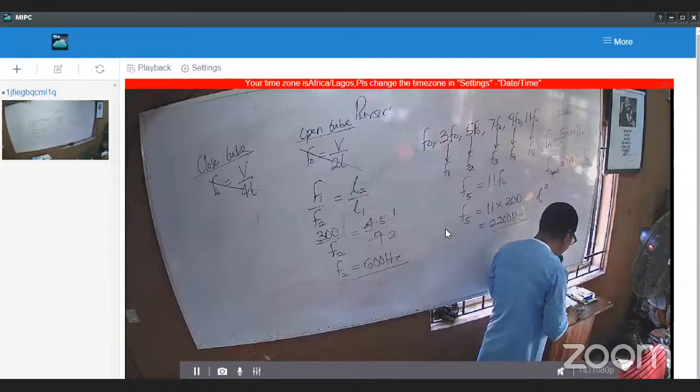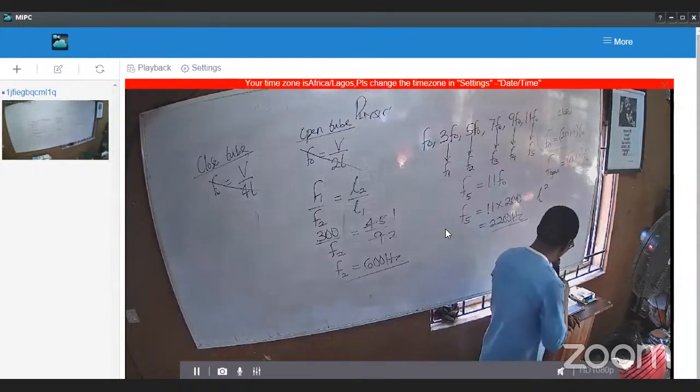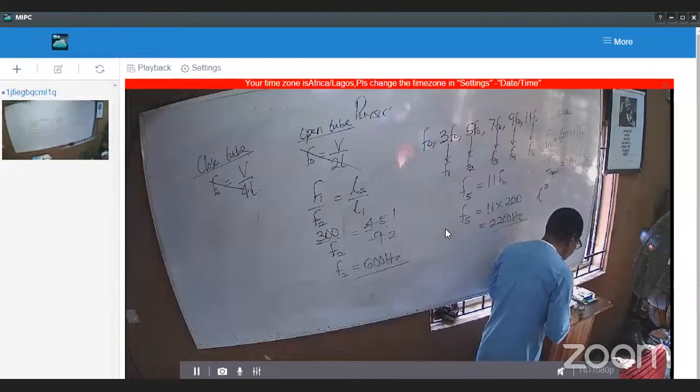This observation is due to option A, echo. Option B, resonance. Option C, interference. Option D, reverberation. Pick one answer.